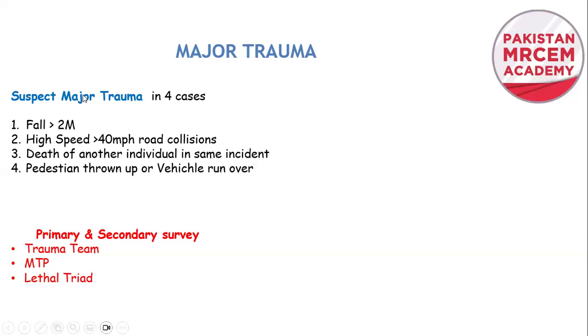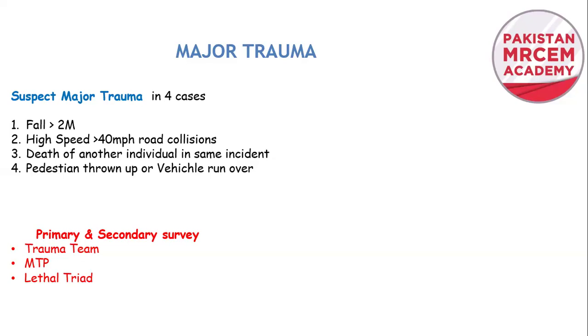If the patient has a fall of more than 2 meters, if the collision is a high-speed motor vehicle collision of more than 40 miles per hour, or if in that incident there is death of another individual, or a pedestrian is thrown up or run over by the vehicle, these things come under major trauma. So how do we deal with major trauma? We do primary survey, we manage the patient ABCDE, we do secondary survey and do definitive management.